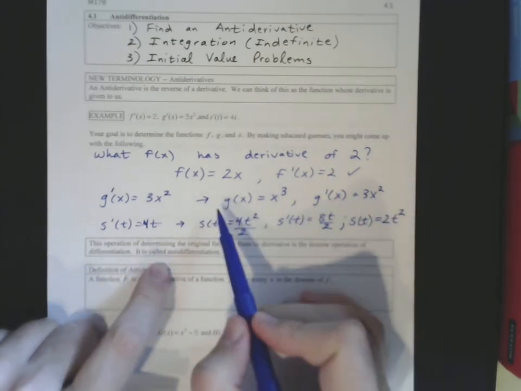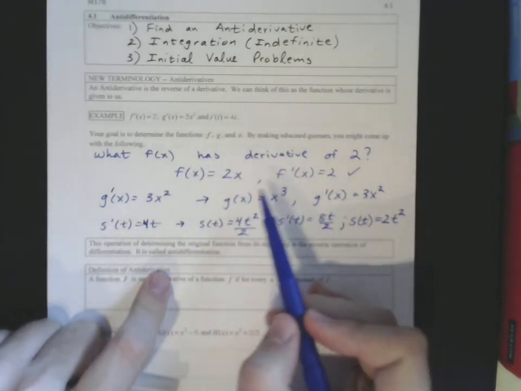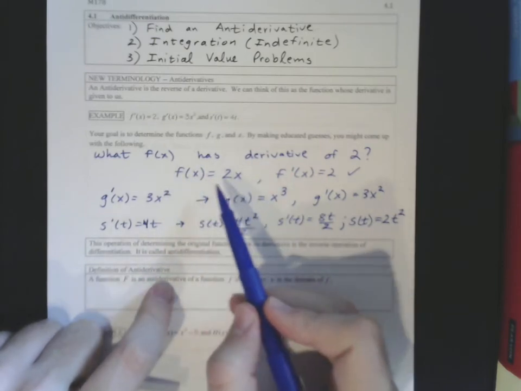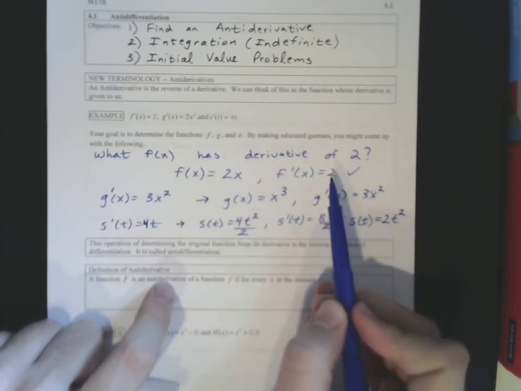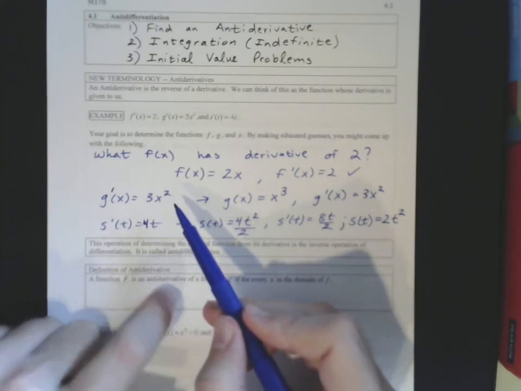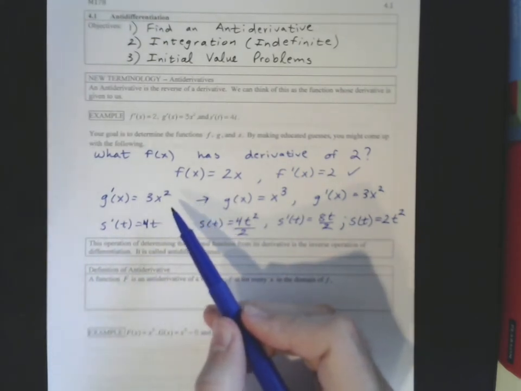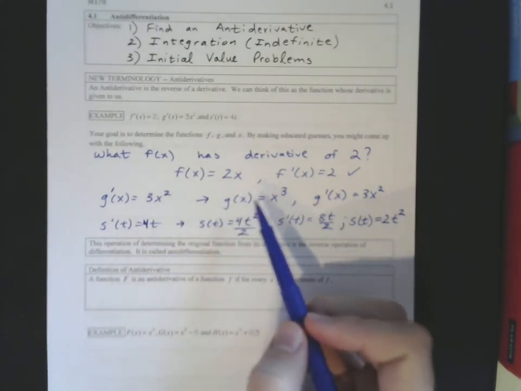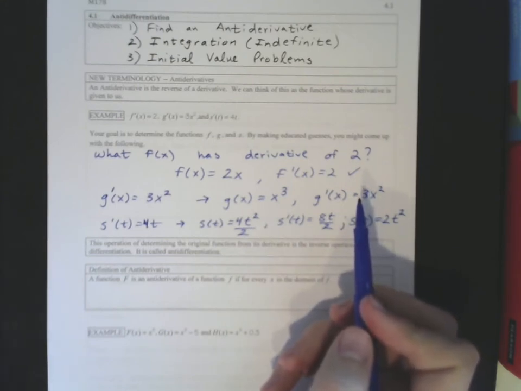So the process we're outlining here with f of x: the simpler they are, the easier you can guess. Constants are easy. For g of x, we guessed and we turned out to be right, so sometimes you can get lucky.